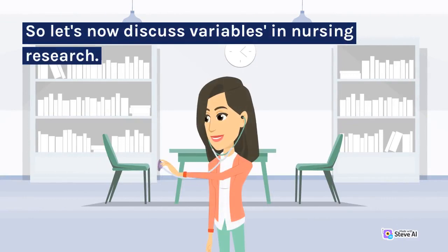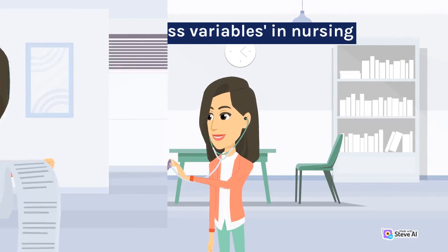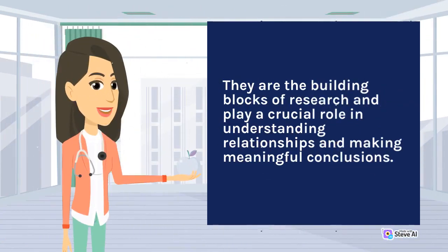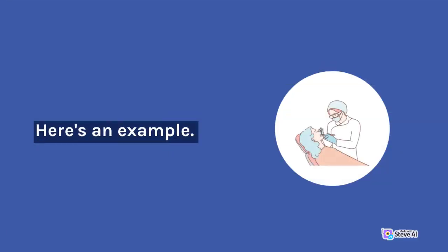So let's now discuss variables in nursing research. What is a variable? Well, variables are the characteristics or factors that can change in a study. They are the building blocks of research and play a crucial role in understanding relationships and making meaningful conclusions. Here's an example.